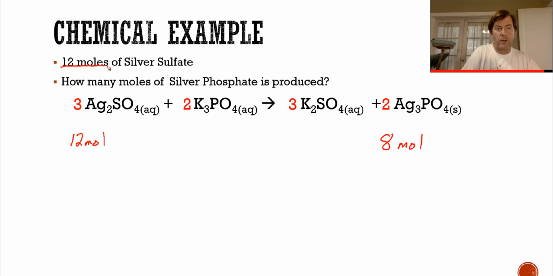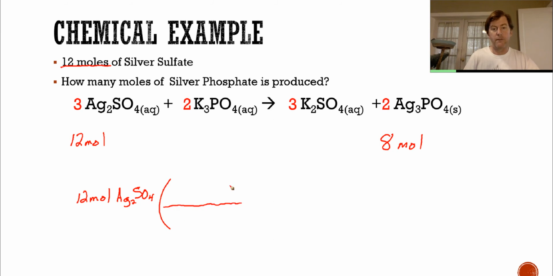Always start with your given. This was my given value, 12 moles. Now, don't just put moles. Moles of what? Put the silver sulfate. And that's what I'm starting with. Now, I'm going to use a conversion factor. Remember, conversion factors are equivalences, these ratios to each other. And so I know that for every 3 moles of silver sulfate, I'm going to get 2 moles of silver phosphate. That's my molar ratio.